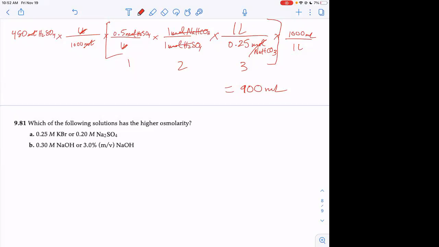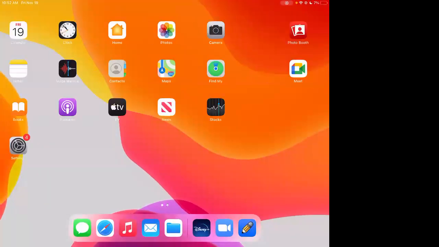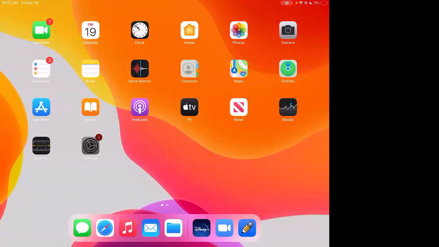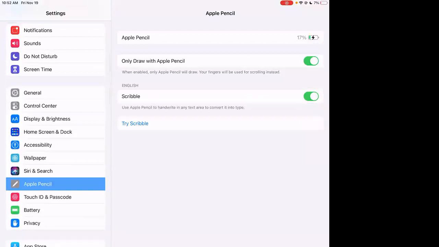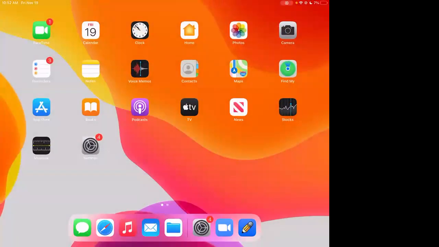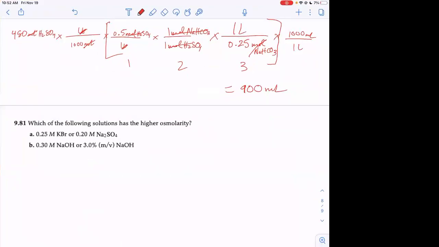All right, which of the following, I'm gonna plug this stuff in or it's about to die on me. What is the charge on my Apple Pencil? Okay, I'm at 70%. Which of the following solutions has a higher osmolarity? Did you have one like this on your homework? Mm-hmm. And I knew how to do it, but now I don't.